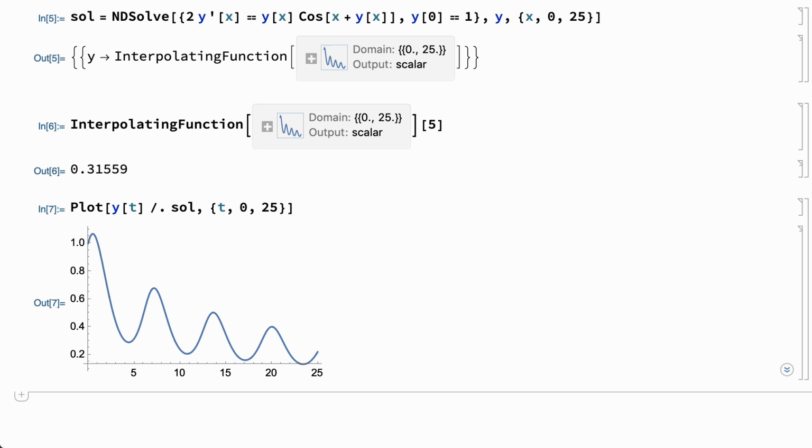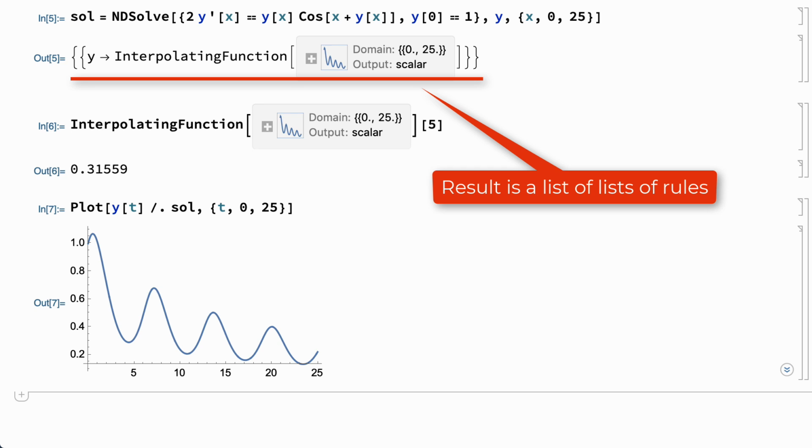Interpolating function expressions provide a convenient way to get values of the solution anywhere in the range of the solution, not just at the points that were computed by the numerical differential equation solver. Also, the result from NDSolve is a list of solutions, and each solution is a list of rules. Usually from NDSolve there is only one solution, and in this example that solution consists of only one rule, but for consistency the list of lists structure is used even when there is only one solution or only one rule.